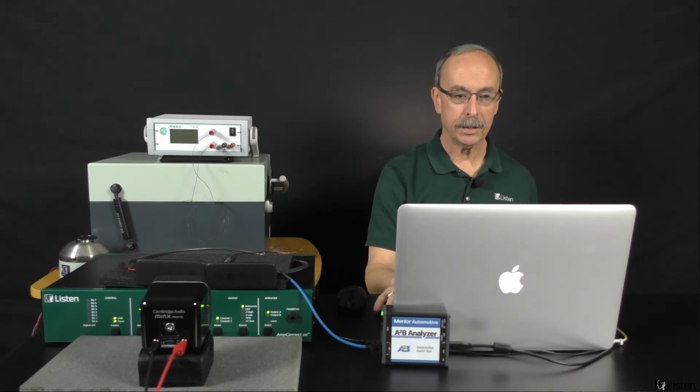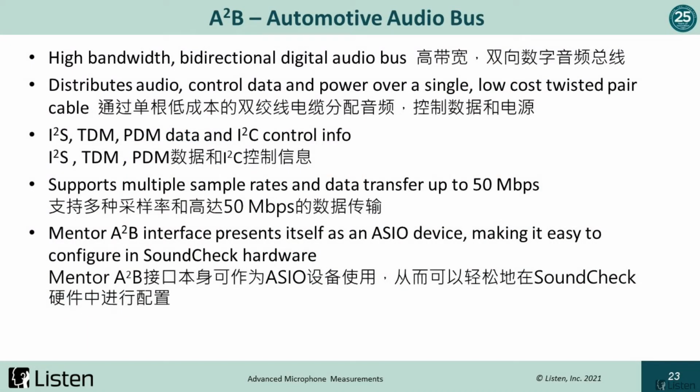But a quick introduction to A to B, if you're not that familiar with it. It's a high bandwidth bidirectional digital audio bus, and it distributes audio, control data, and power over a single low-cost twisted pair cable inside your vehicle. So it has a lot of advantages, and I think one of the big ones is that it takes a lot of weight out of the vehicle, and it also can reduce a lot of cost. It supports I2S, TDM, PDM data streams, and also I2C control information. And it supports multiple sample rates and data transfer up to 50 MIPS. So it's a very versatile, flexible, and powerful system.